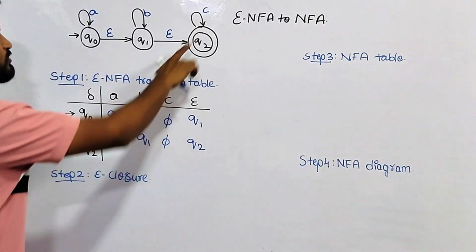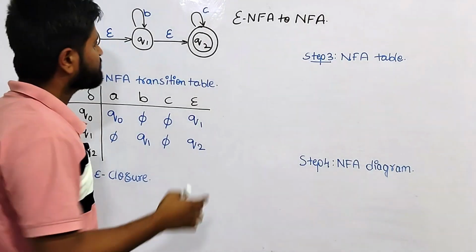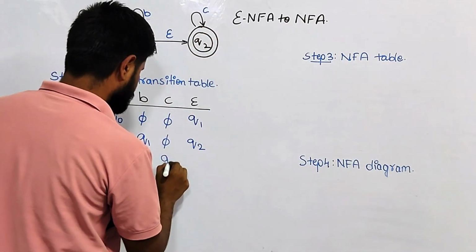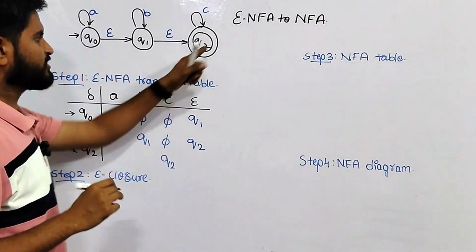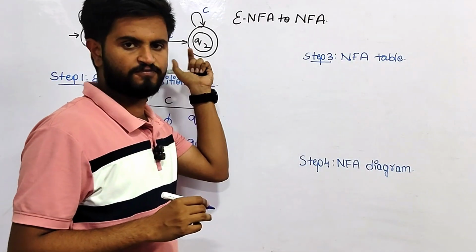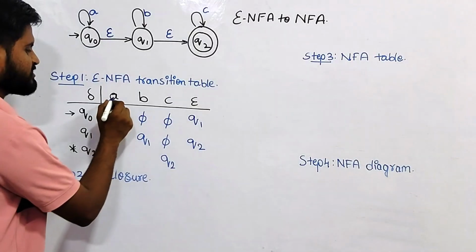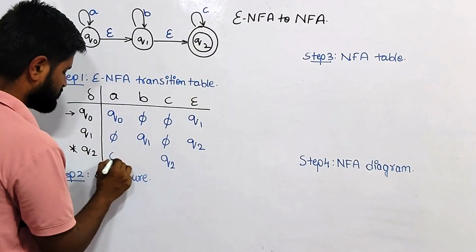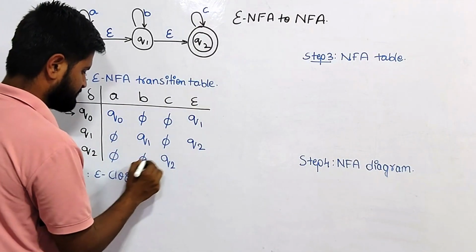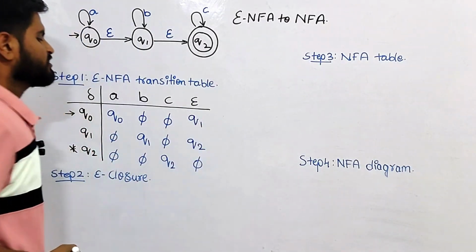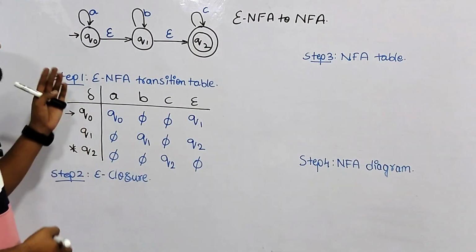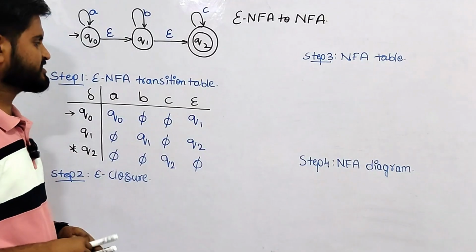Now Q2. So Q2 is just using C. When C is given, Q2 is having the self loop. It is not using any epsilon because this is the final state and it is not moving further. So it is not using A, B and epsilon inputs. So let's write it as phi. Now the first step is over. That is designing the epsilon NFA transition table.